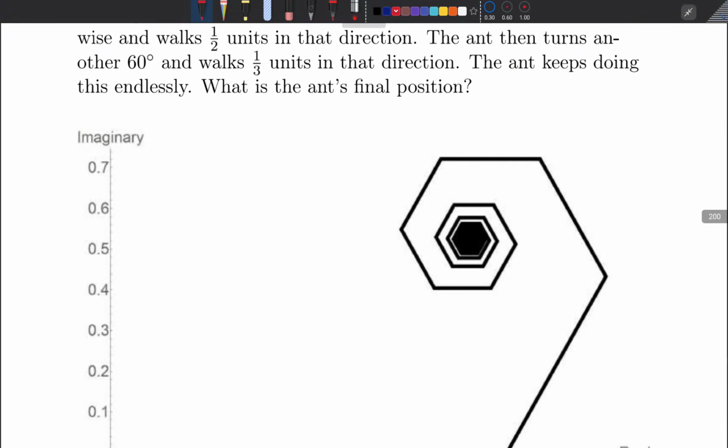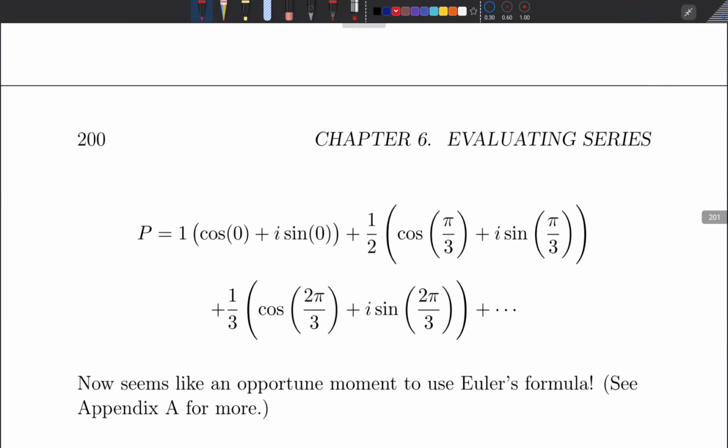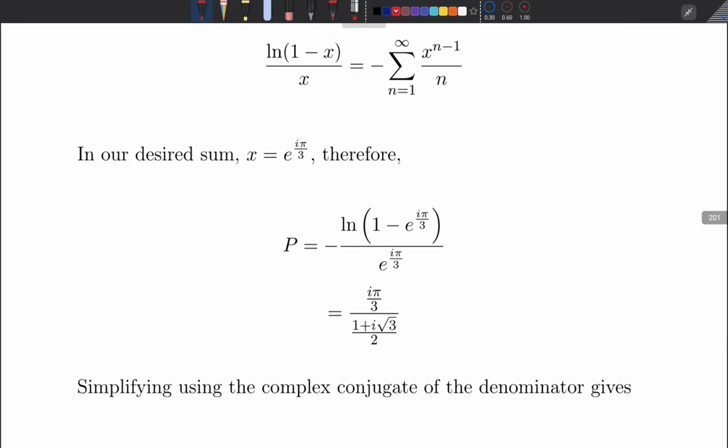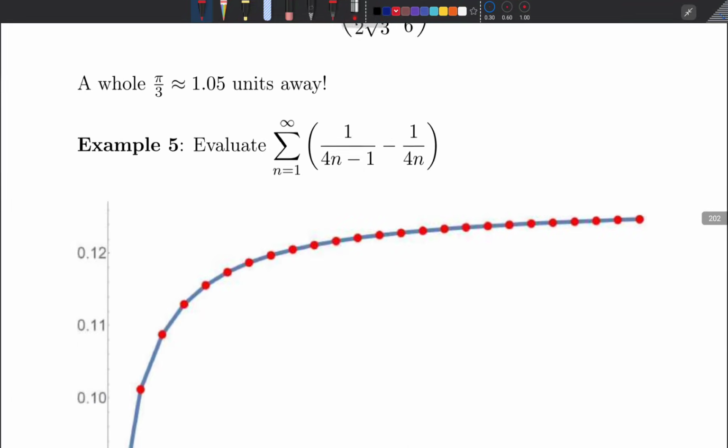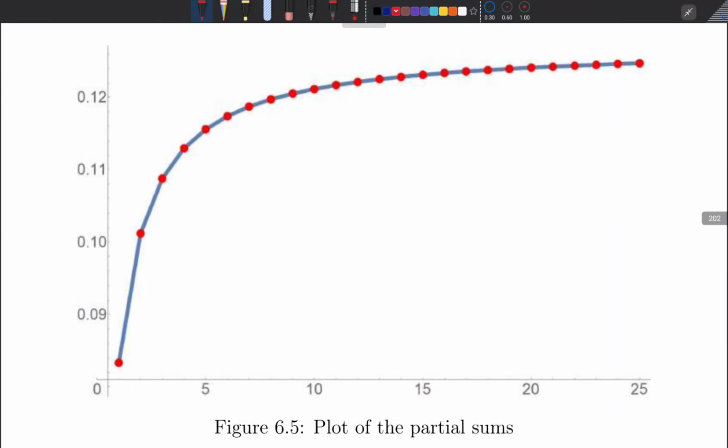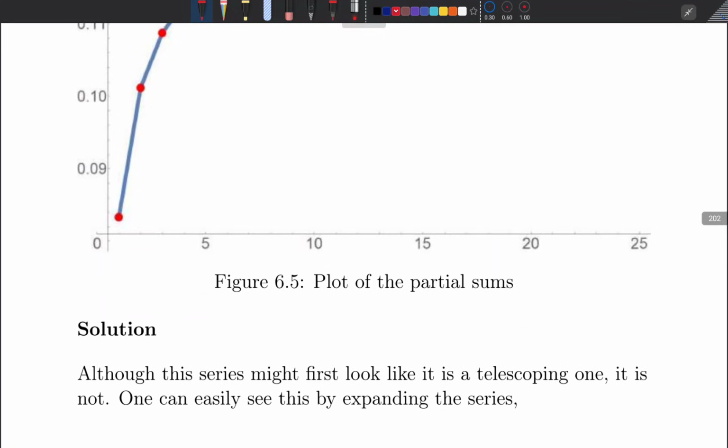Okay, and now we have a lot of questions that just play around with the natural logarithm of 1 plus x and 1 minus x, like they're infinite sums.